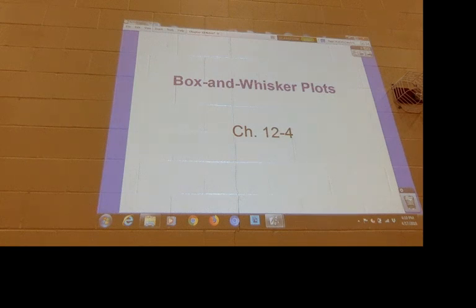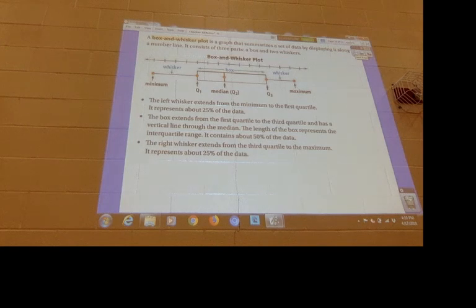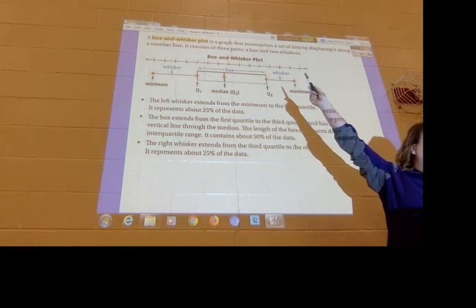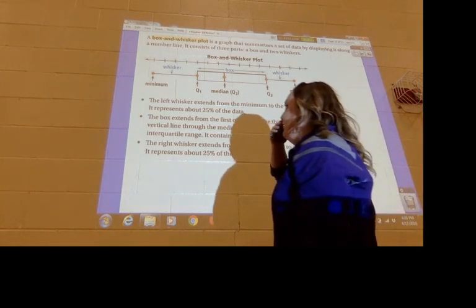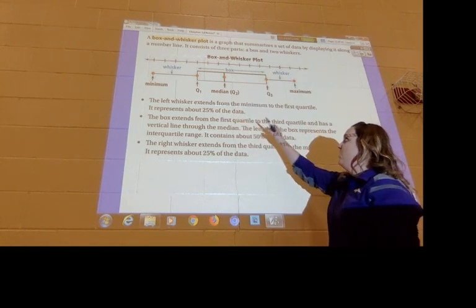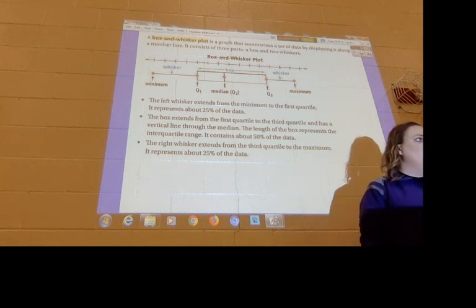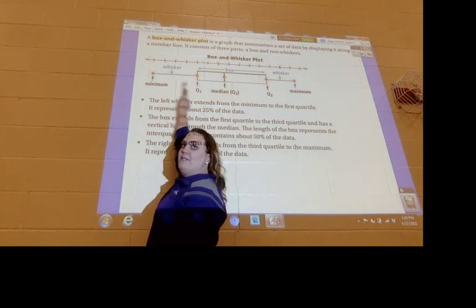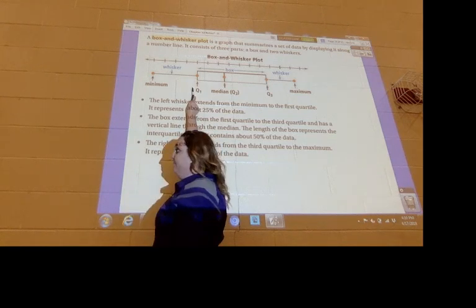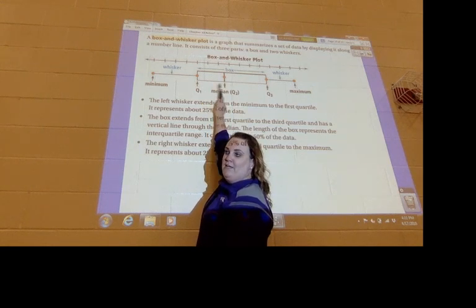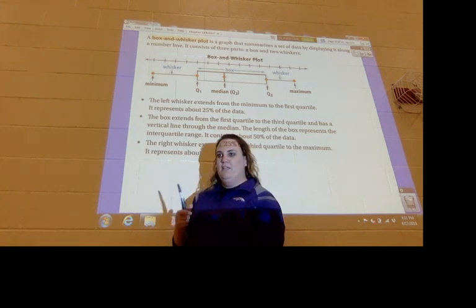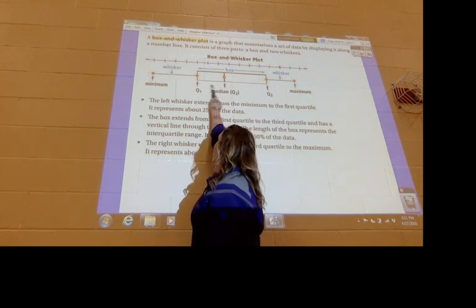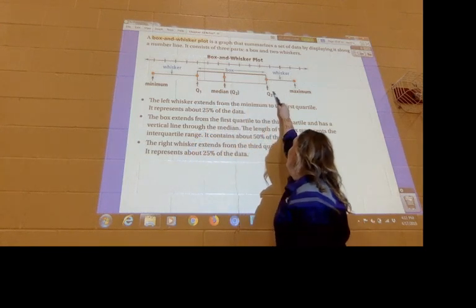So, a box and whisker. It literally has a box with whiskers. It's always put on a line plot. To create the box and whisker, notice how it's in four different parts. What's 4 parts of 100? How much percent? 25%. So 25% of your data is represented in this whisker. 25% is represented here, 25% of your data is here, 25 here.